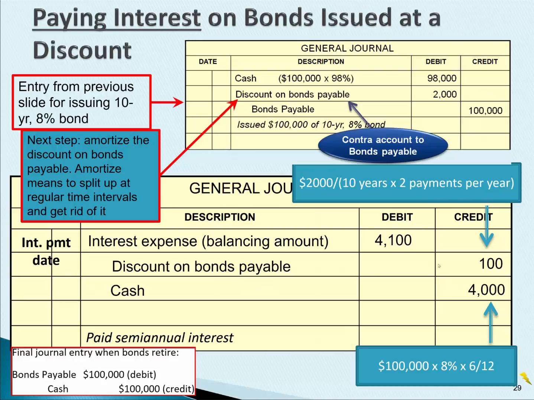The discount is credited, reduced, by $100. And again, that is computed by dividing the $2,000 discount by the 20 interest payments over those 10 years, which is the life of the bond.